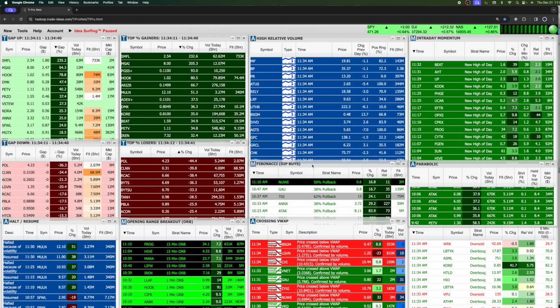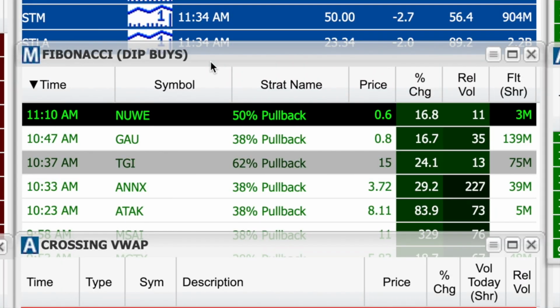Now, another scan that I want to discuss that is new to the scanner stream is the Fibonacci scan. The Fibonacci scan is a scan looking for stocks that have overall upward momentum, but that are pulling back to a Fibonacci retracement level, which oftentimes are great opportunities to buy the dip. The main Fibonacci retracement levels are going to be 38%, 50%, and 62%.